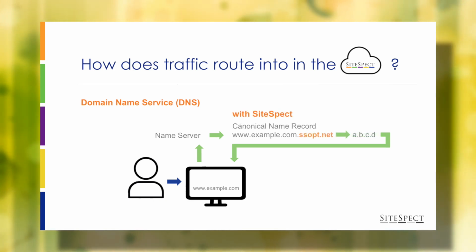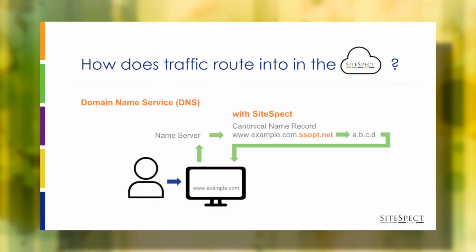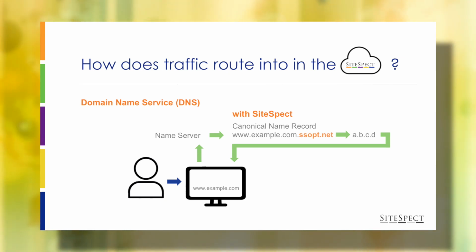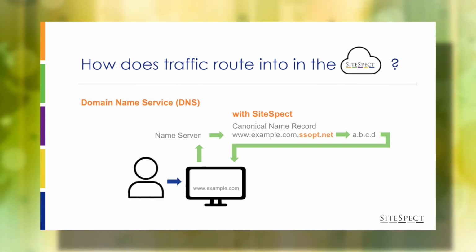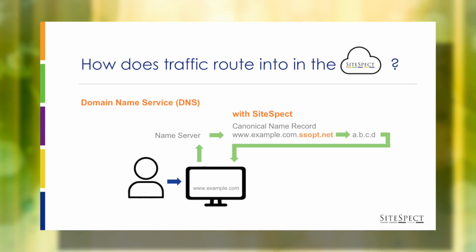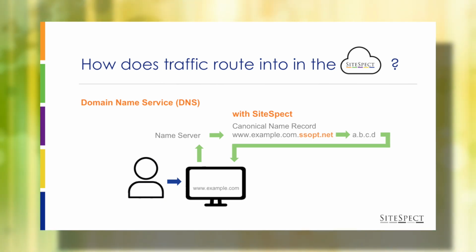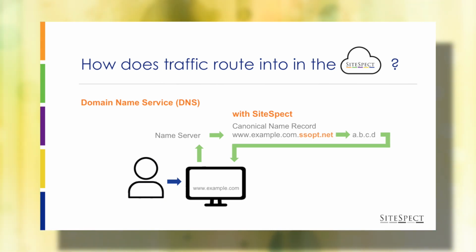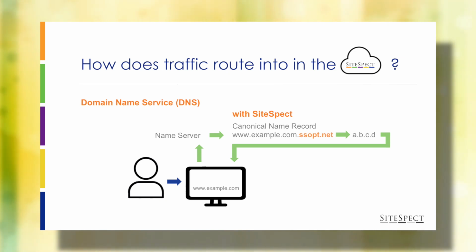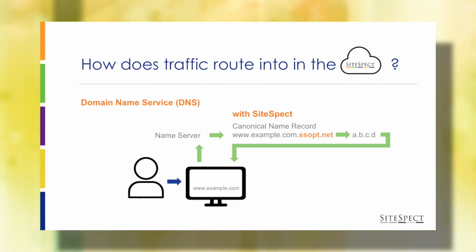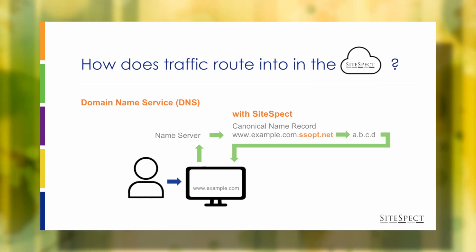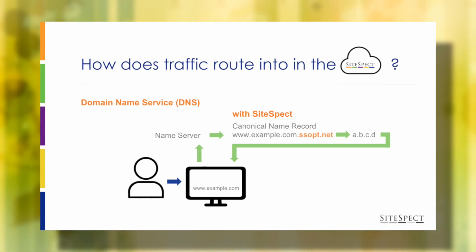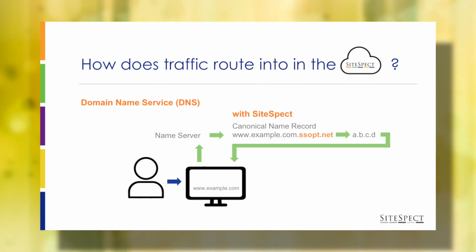When you deploy SiteSpect, the DNS record for the domain will get updated to what is known as a canonical name or CNAME record. A CNAME record is simply an alias. In this case, www.example.com resolves to www.example.com.ssop.net. Your PC will then ask its name server for the IP address of www.example.com.ssop.net, which will resolve to an IP address. ssop.net is a SiteSpect-owned top-level domain.